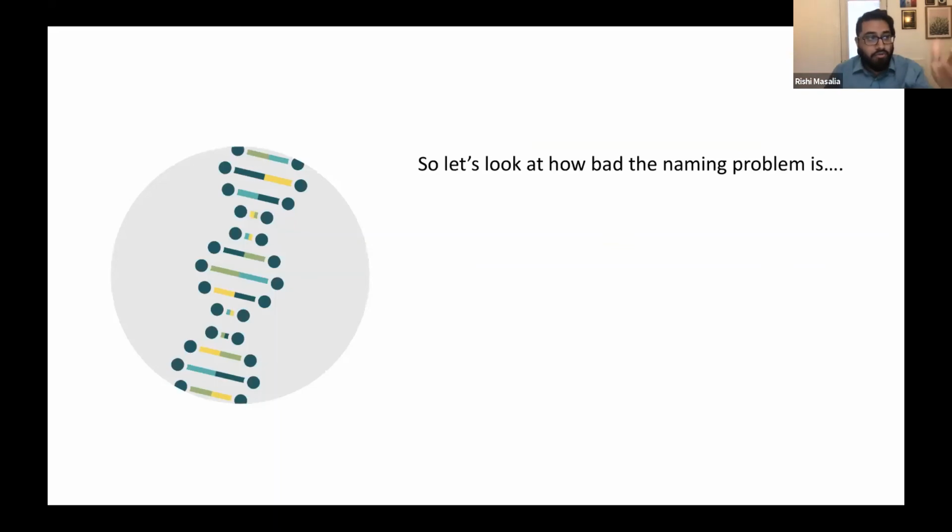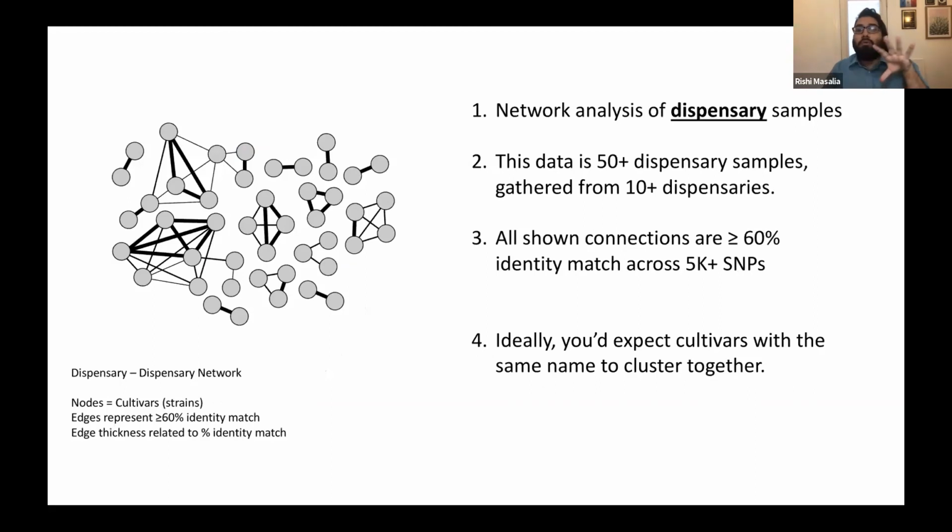I want to use an example to look at how bad the naming problem actually is. This is what we did at LeafWorks. We did a network analysis of dispensary samples and created what's called a network. Every circle is a different sample. Every line connecting two circles shows that there is genetic similarity between those two samples. The thicker the line, the greater the similarity. If there's no line, those samples are not really connected.